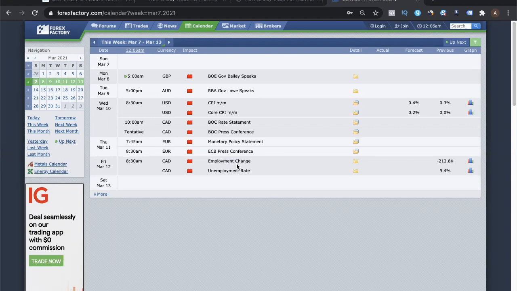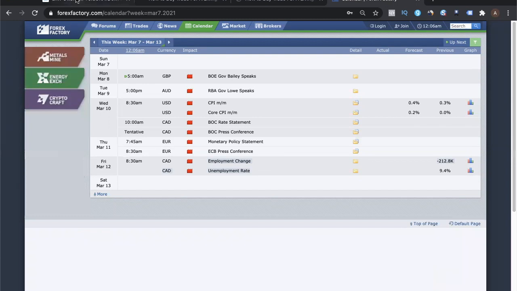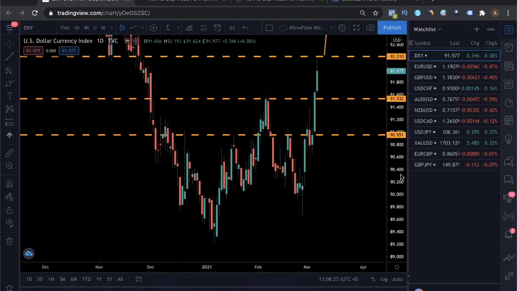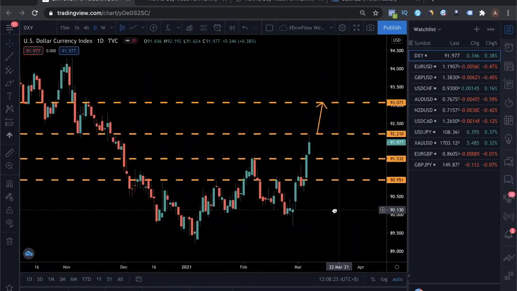Now, on Friday, we have the Canadian news, the employment change and the unemployment rate. This might be something that will move the Canadian pairs. So potentially we could focus more on the Canadian pairs and start looking into trades such as the dollar CAD, the CAD yen, and all the other CAD pairs. Moving on, let's go into the charts and talk about the key levels and the bias.